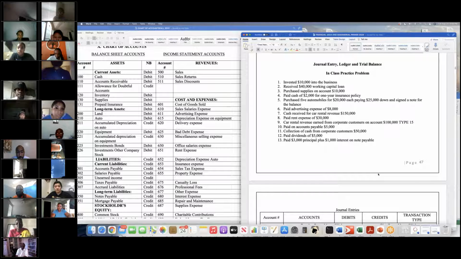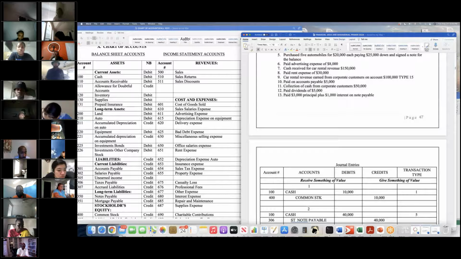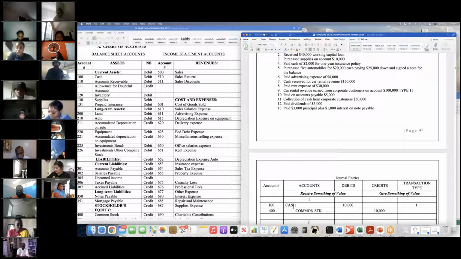You're going to debit cash $10,000 and you credit common stock. That's correct. So when you start a company, first thing you've got to do is put some money in the bank. Those accounts are cash and common stock. So you'd make an entry debiting cash and crediting common stock. The account numbers are 100 and 400. And that's a type 1 transaction. That's the first journal entry that you learned how to make.